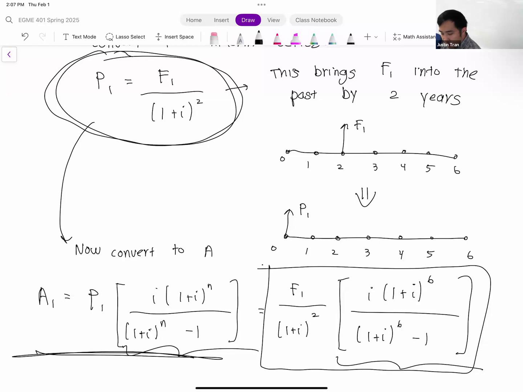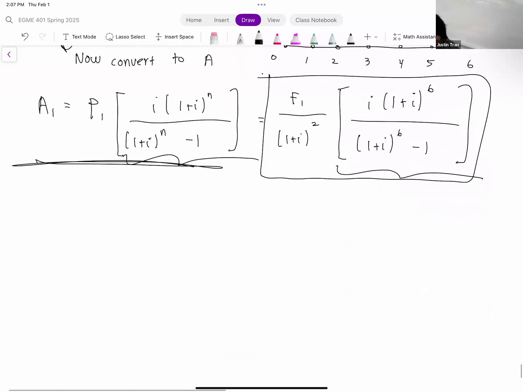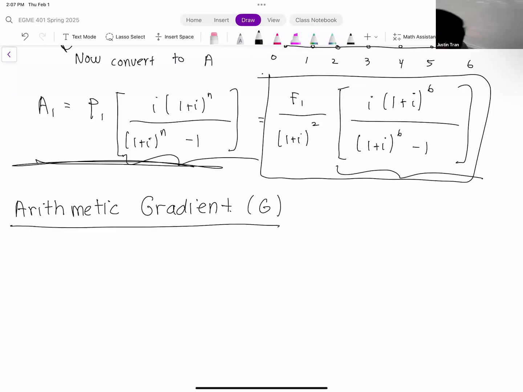All right, the last thing I wanted to go over today, and I think we'll probably just start it, I don't think we'll have time for an example, is our last type of cash flow. That cash flow type is called an arithmetic gradient.